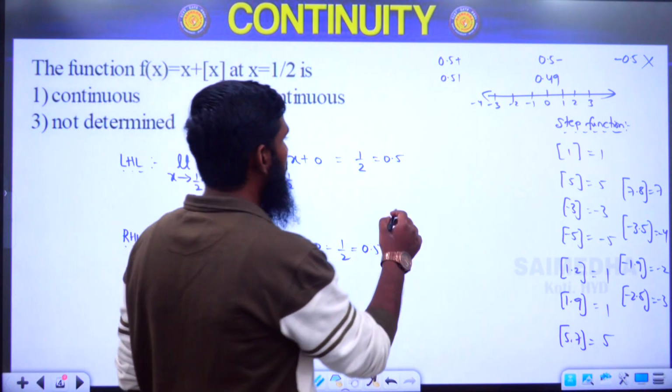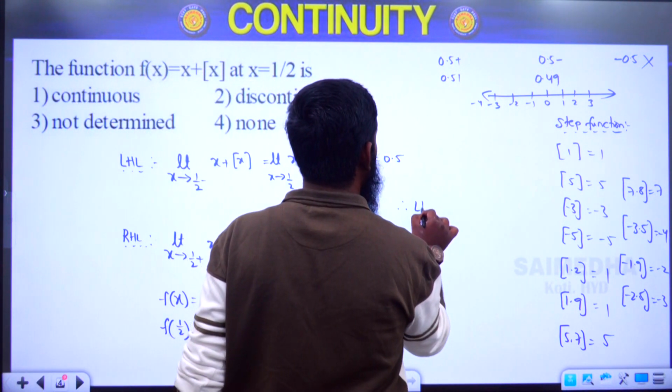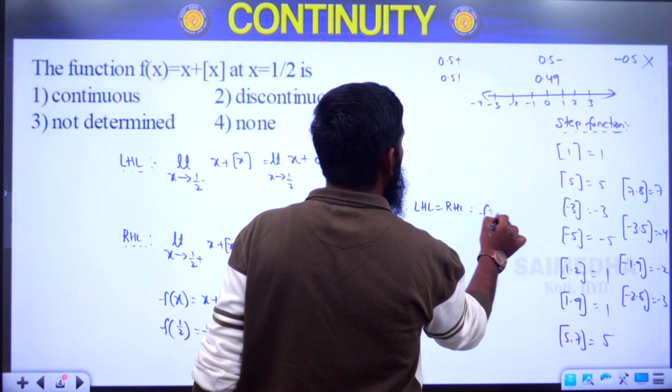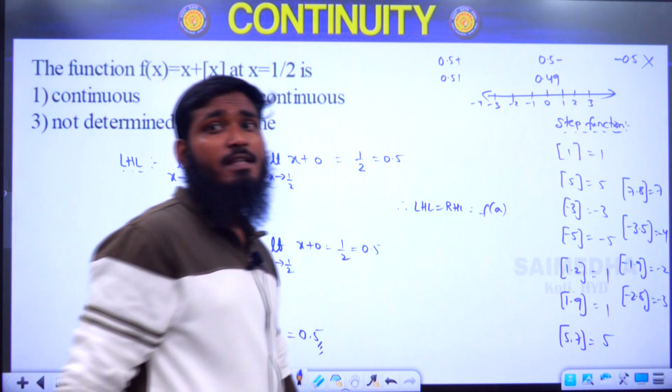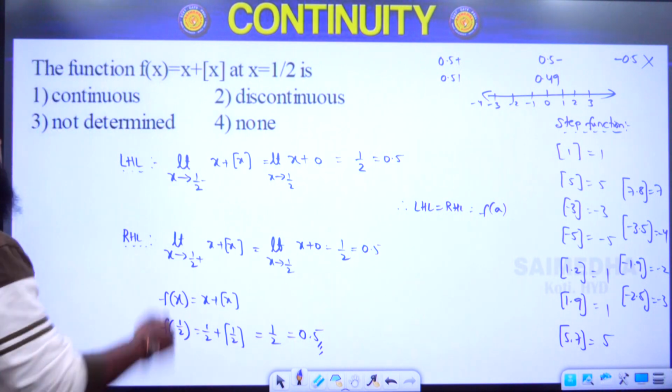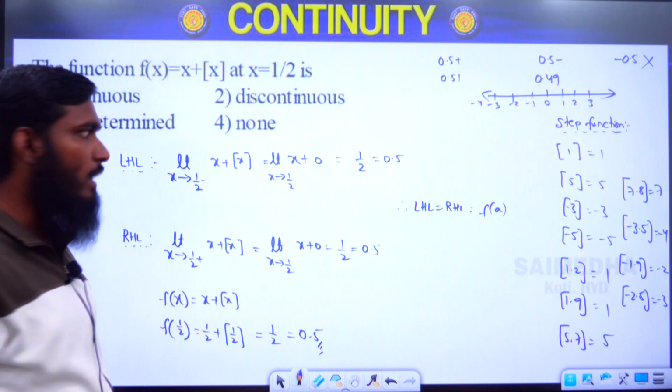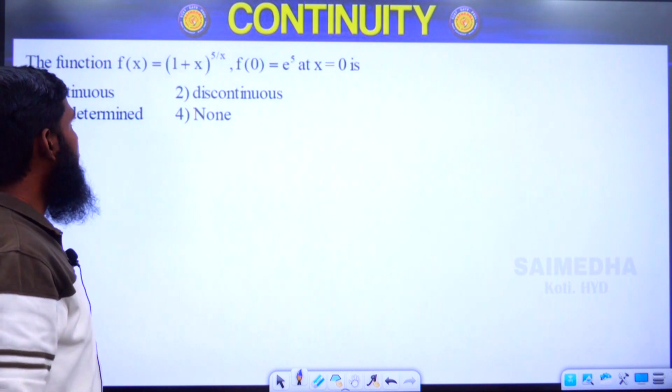Therefore LHL is equals to RHL is equals to function value. Then what can we say? The function is continuous. The function is continuous, so what is the answer? Option number 1. Now let us see the next question.